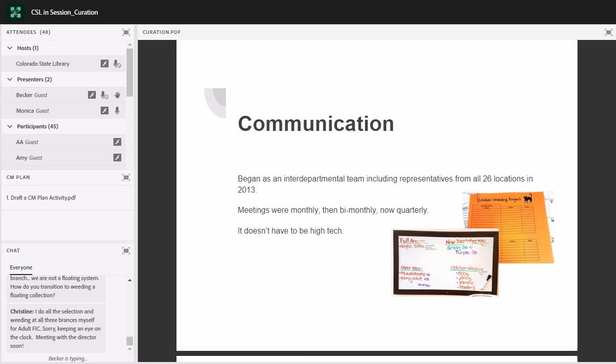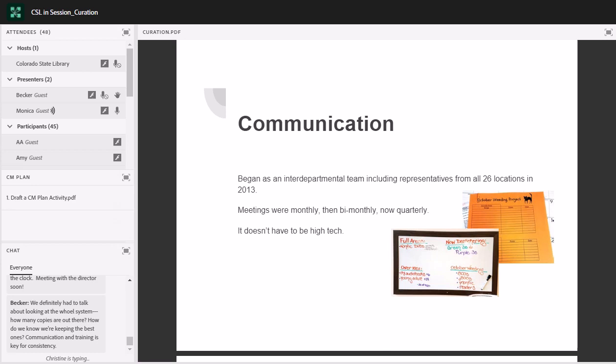Our meetings were once monthly, and we've reduced those so that we now meet quarterly, as we've had less and less to talk about as our collection has been better weeded, and we can do a lot of our communication through Google Drive and other avenues these days.